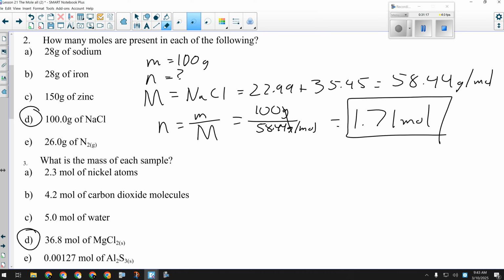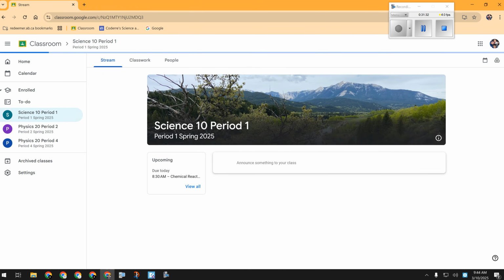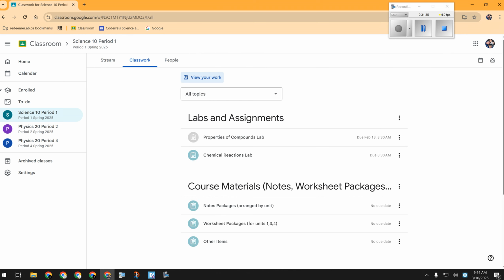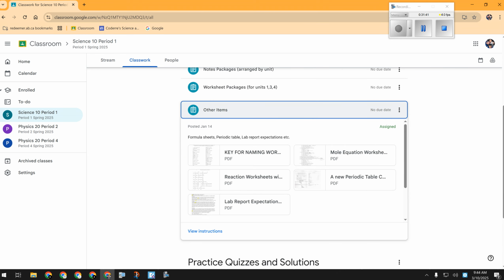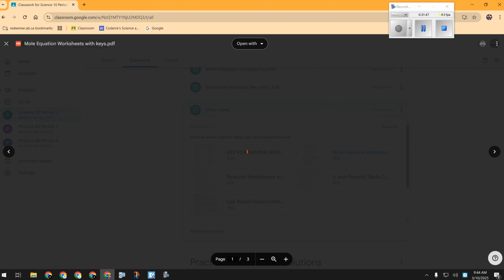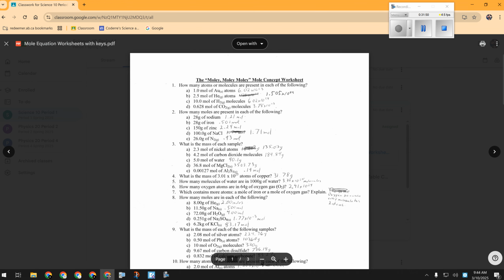Now, just so you know, the keys for these are in Google Classroom. So if you want to check your answers as you go, they're in the class work tab, under other items, I believe. The file is called key for naming, mole equation worksheets with keys. If you open that file up, you've got the answers for all of them there, so you can check and see if you're doing it right. You have to read my chicken scratch, sorry, but it's all there.